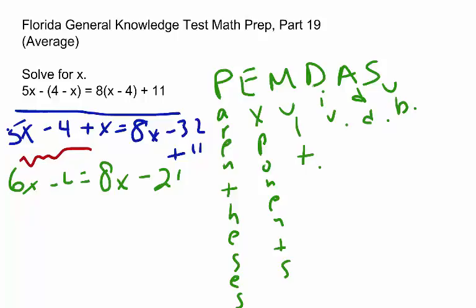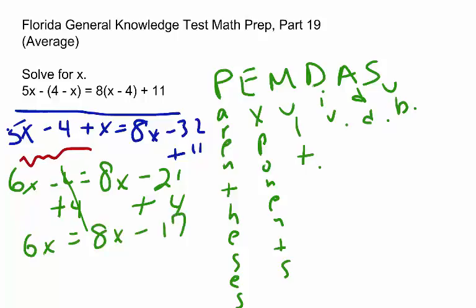Next, we want to continue combining like terms, and we want to also isolate x on one side of the equation. I'll do this by adding 4 to both sides. So now I have 6x equals 8x minus 17. Subtract 8x from both sides, so that we have negative 2x equals negative 17.